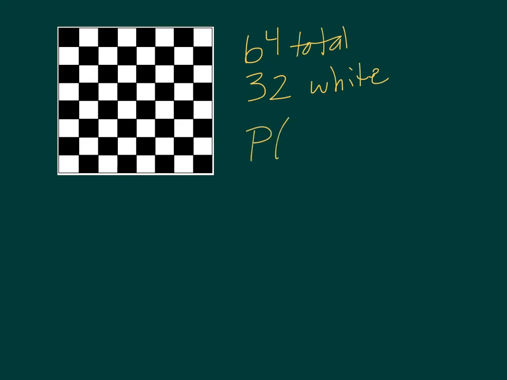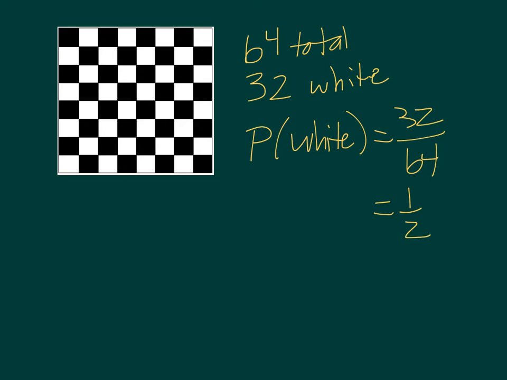In this case, there are 64 total squares. 32 of them are white. So the probability of a white square is 32 over 64, which is 1/2, or 50%. Now, looking at this situation, that makes perfect sense.